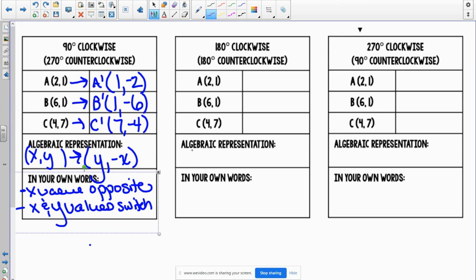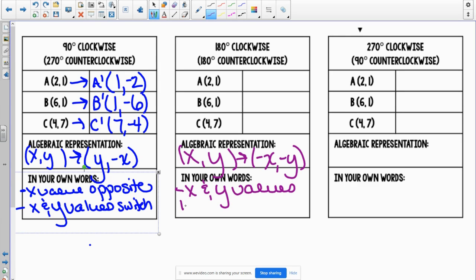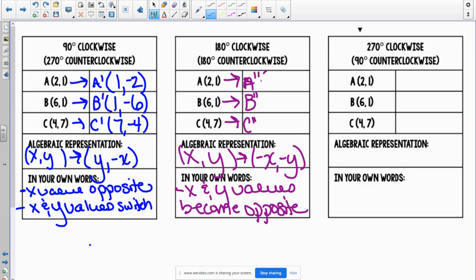So this time the algebraic rule is, we'll start with x, y, which are all these normal, or the originals. And we're going to just go opposite x, opposite y. No switching, just opposite on both. So in our own words here, x and y values become opposite. Okay, so we're going to put our little arrows here. This time we're going to call them A double prime, B double prime, C double prime, because the second time we've moved them. So just make your x and y opposite. We don't have to switch anything.